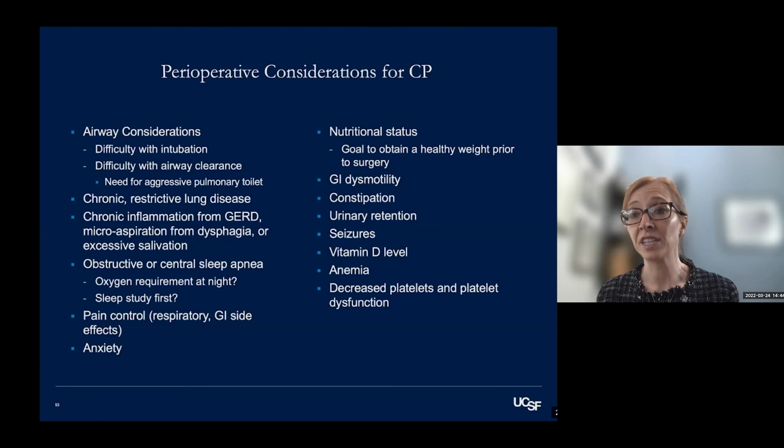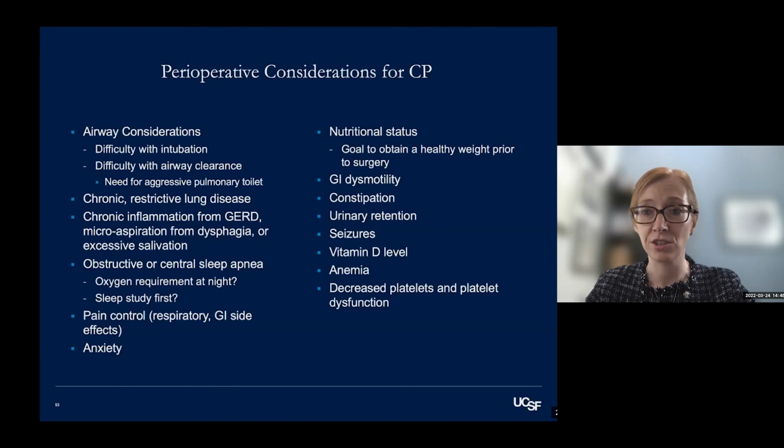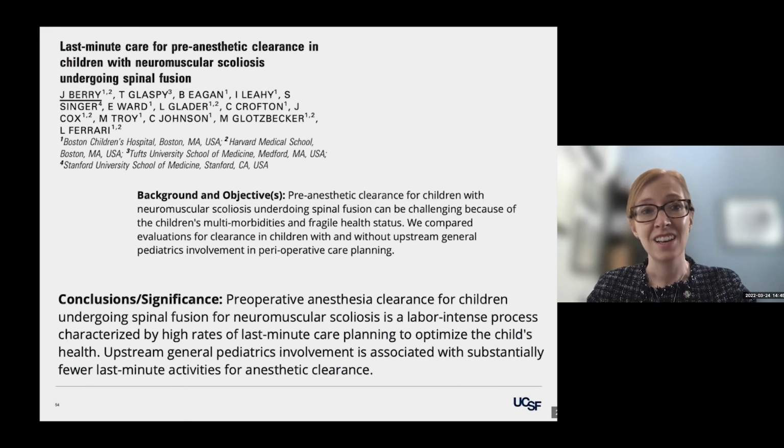Nutritional status is really important for bone healing, for soft tissue healing. We want to make sure that they obtain a healthy weight prior to the start of surgery. We need to think about their GI dysmotility and how the surgery might affect that. A lot of these kids have issues with constipation, issues with seizures. We want to make sure their seizures don't worsen in the perioperative period. We want to make sure they're getting enough vitamin D so that their bones can heal. And if they start off with anemia, those are also things we need to think about in terms of blood loss during surgery. So these are complicated cases.